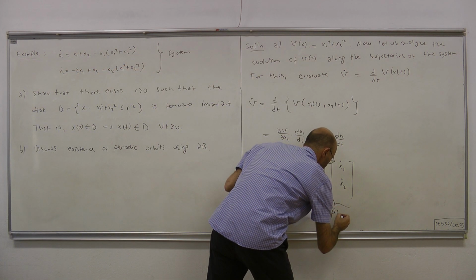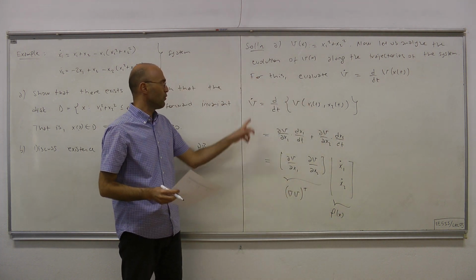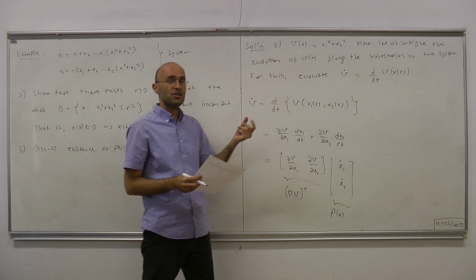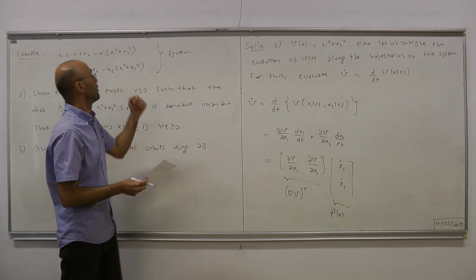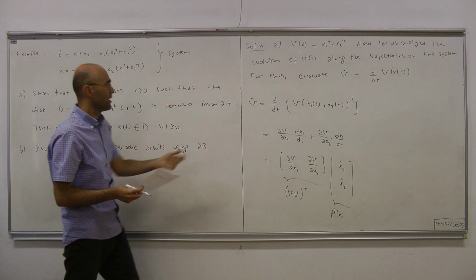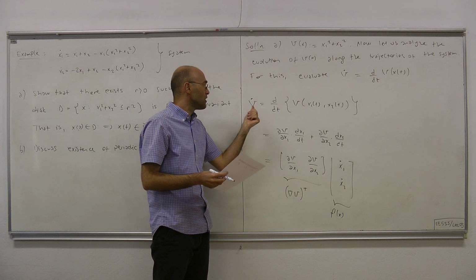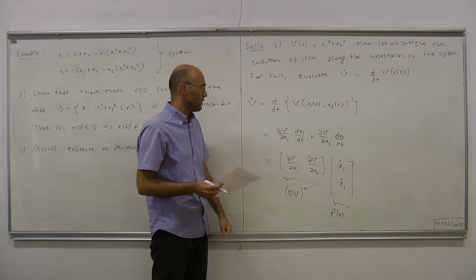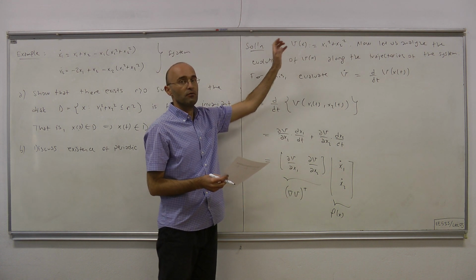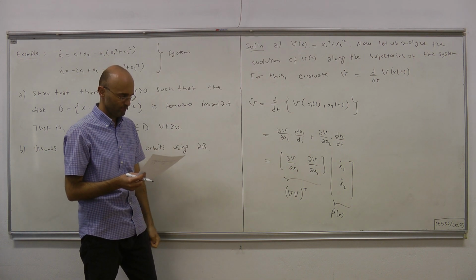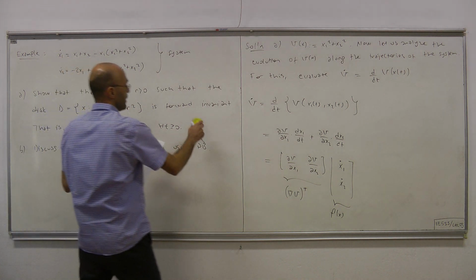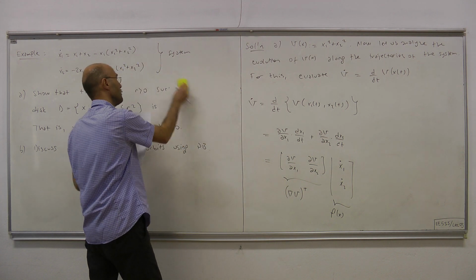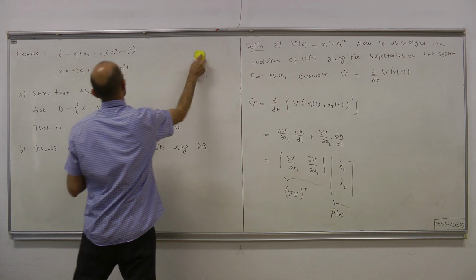Therefore, V dot, where V is a function of x, and x is the solution coming from this system, is simply the inner product of the gradient of V with respect to its argument x with the right hand side of the system, which is f. Okay, and this will be quite frequently encountered as we move along the course.